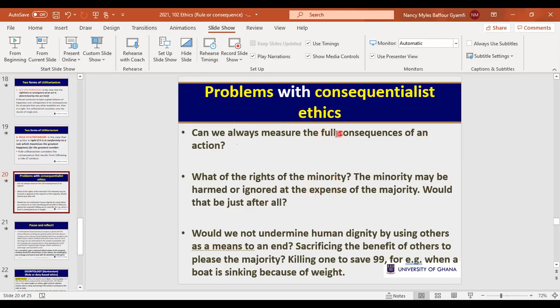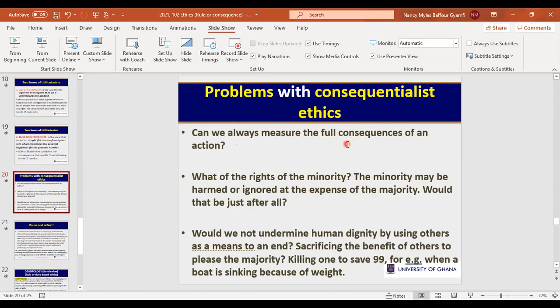You are not able to measure the full consequence. You thought you threw only one person out and saved 99. That's what you think. But could it be that that one person you threw out is the one that knows how to steer the ship after all? So you thought you have saved 99 by killing one or throwing one out. But that one that has been thrown out will not be available to save the 99 after 3 days when the ship needs to be steered.